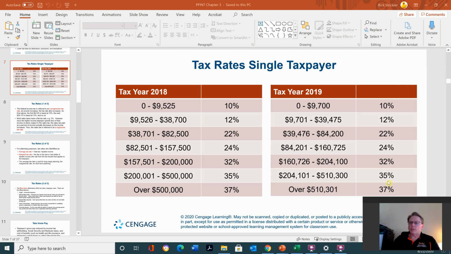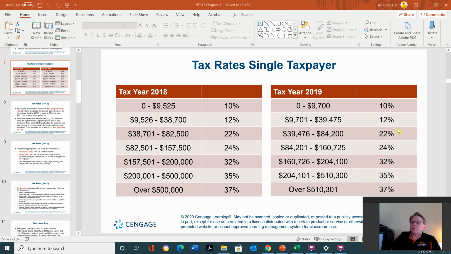So going from $39,475 to $39,476, your tax rate increased 10%. Okay? So it really doesn't make any sense to make $1 more if you're going to pay 10% more in taxes. So that might be something that you're considering when it's time to look for a job.